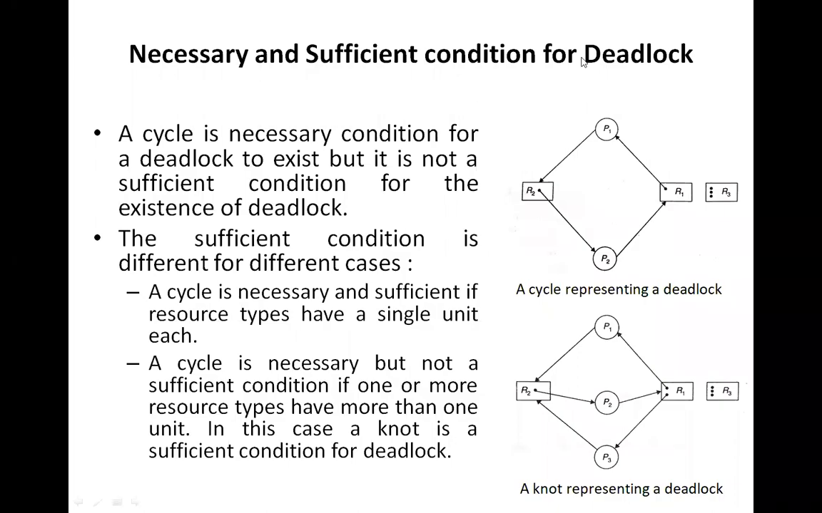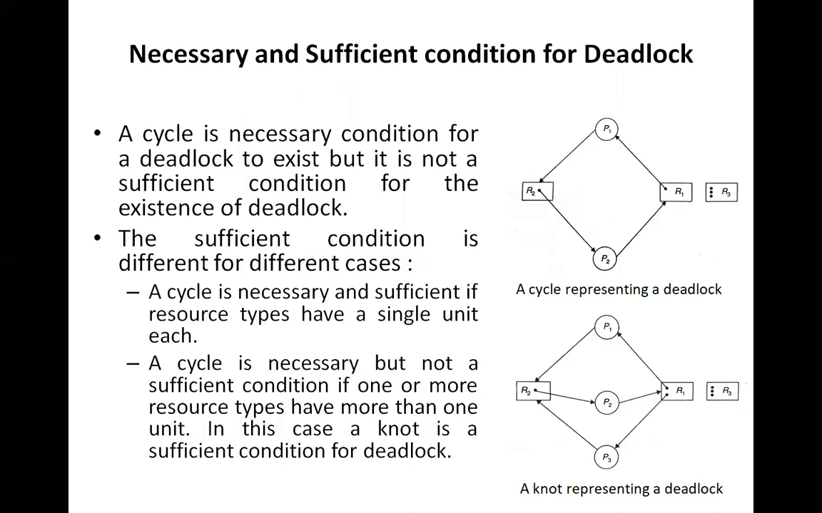Now, as far as the necessary and the sufficient condition of the deadlock is concerned, we have already seen in the resource allocation graph that if there is a cycle, that gives the necessary condition for the existence of a deadlock. It means if in any resource allocation graph there is a cycle, then there is a possibility that the system is going to be in the deadlock state.